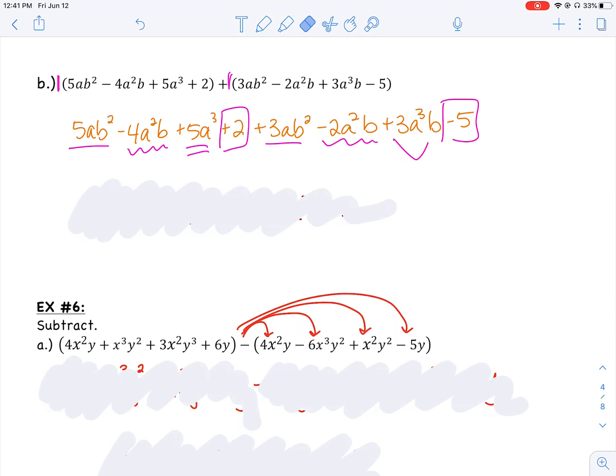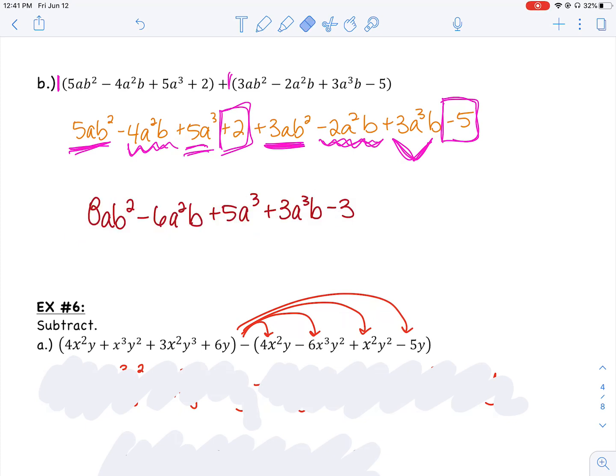So I notice here that I have a 5ab squared and a 3ab squared. I can combine those. I also have an a squared b here and an a squared b here that I can combine. It looks like I have a 5a cubed. There's no other a cubed by itself, so that's the only term there, no like terms with that one. I have a positive 2 and a negative 5. Those are like terms that I can combine. And then I have an a cubed b. There is no other term that has an a cubed and a b, so that term would just drop down.